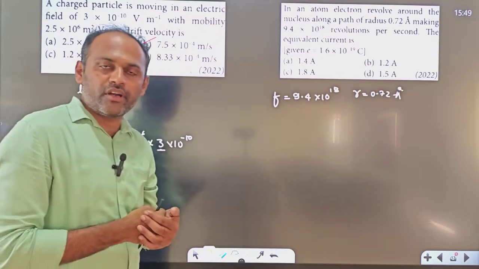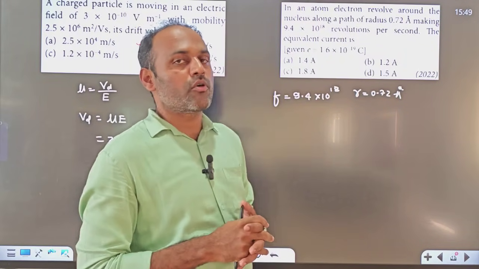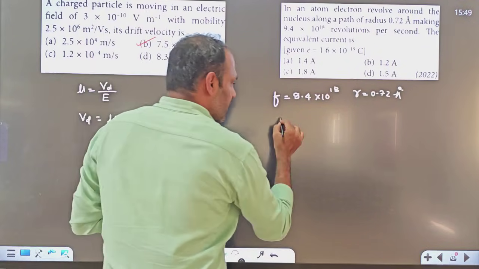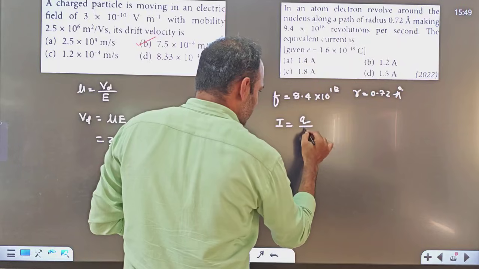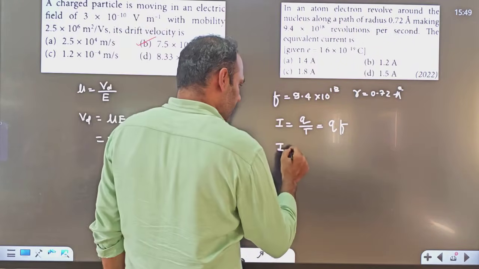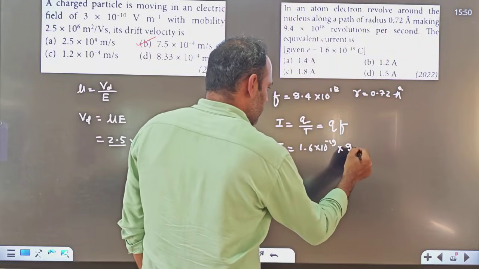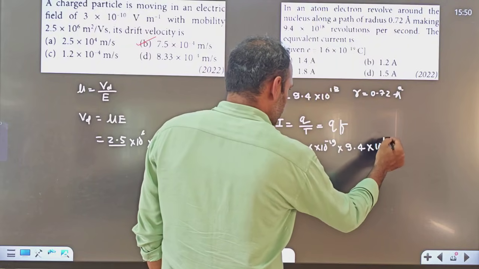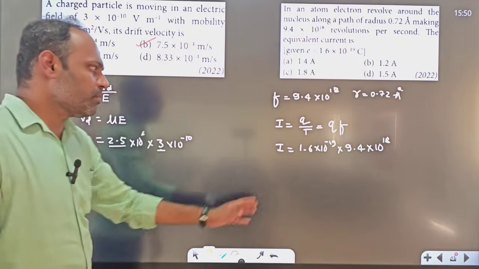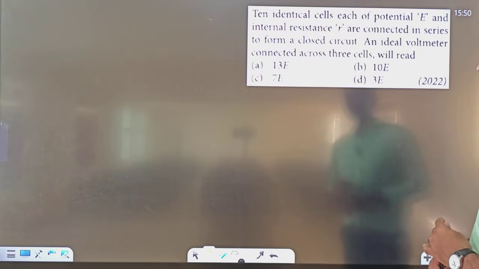See, in the recent KCET 2026 series, which I have already uploaded, in the current electricity chapter, while writing the current equations, I told you the revolving charge current equation. There, the current is Q by T, which we can take as Q into F. So here you directly take Q, the charge of an electron, 1.6 into 10 to the power minus 19, and the frequency 9.4 into 10 to the power plus 18, right? Multiply these and you get the answer, using Q into F. Okay, we'll move on to the next question.